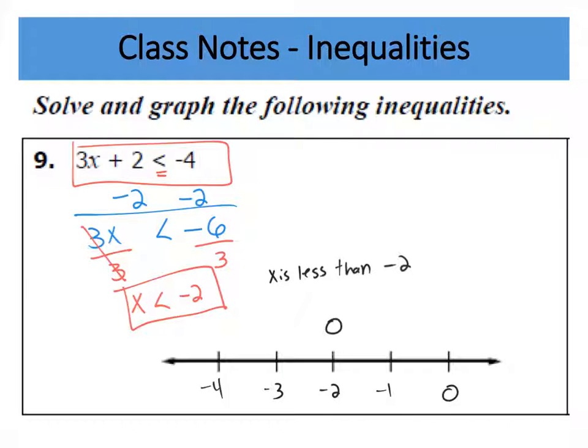And so then we will have to put an arrow pointing in the direction that is less than. X is less than negative 2. Now you can do it above the line or you can do it on the line. I'm not too picky about that, so long as we've got an open circle and that it's pointing in the correct direction.